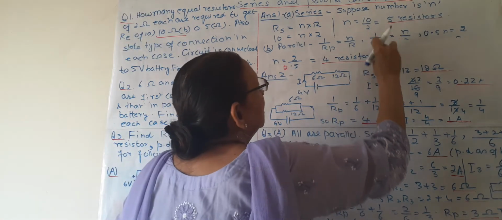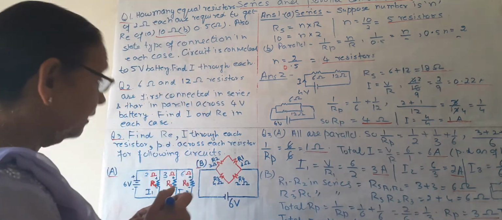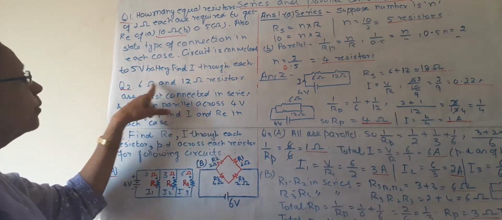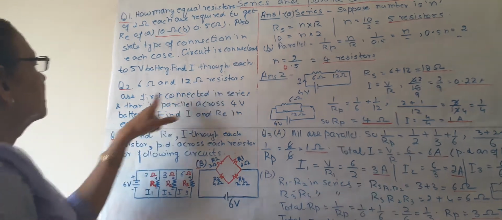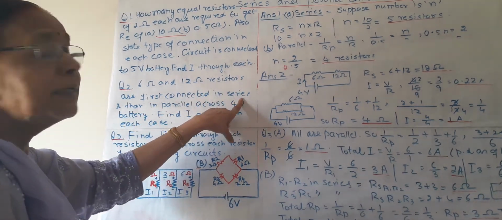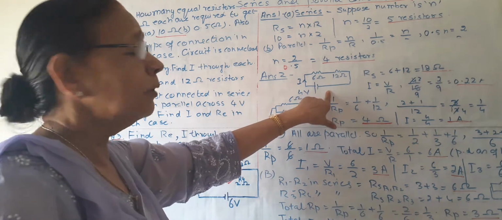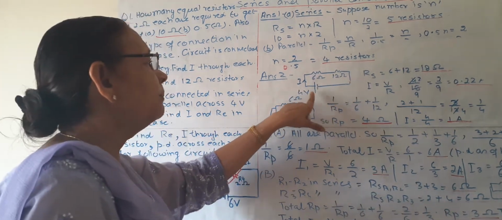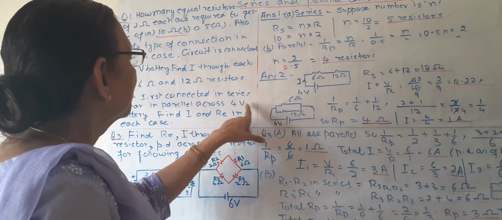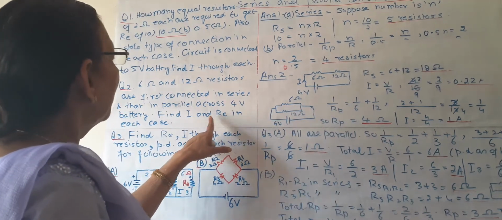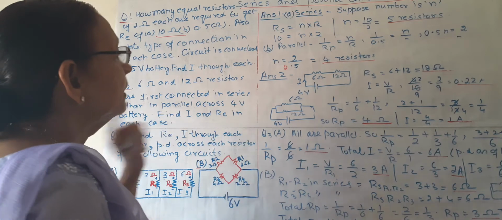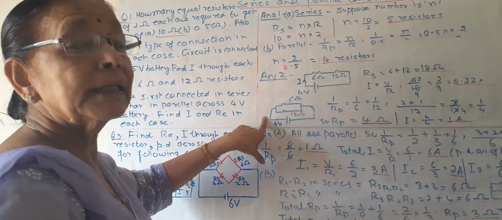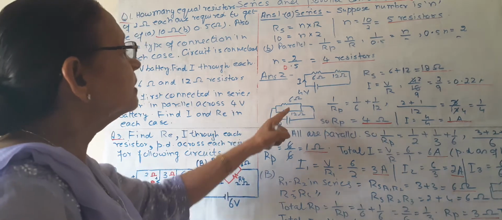Now we will do the second one. Second is quite easy. 6 ohm and 12 ohm resistors are first connected in series. So I have drawn this diagram. 6 and 12 in series. This is the battery with 4V. Find I and total resistance in each case. First they are connected in series, then they are connected in parallel. 6 and 12.